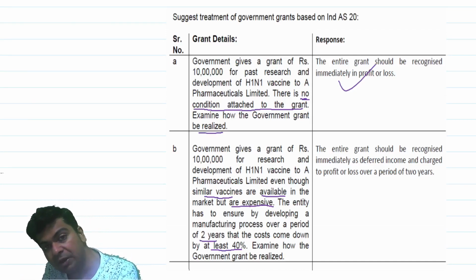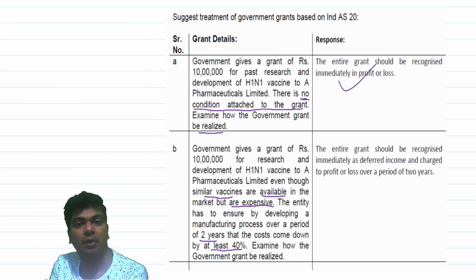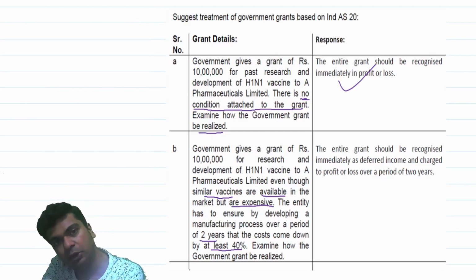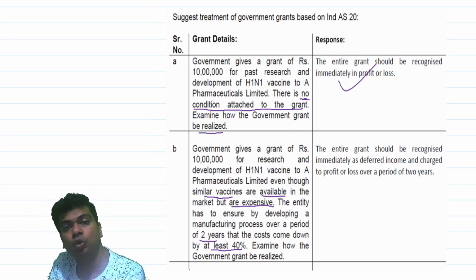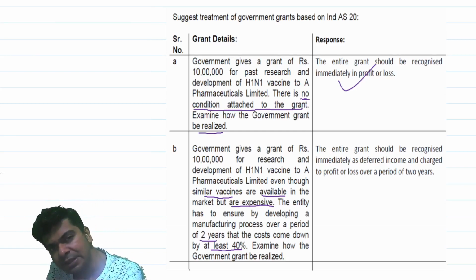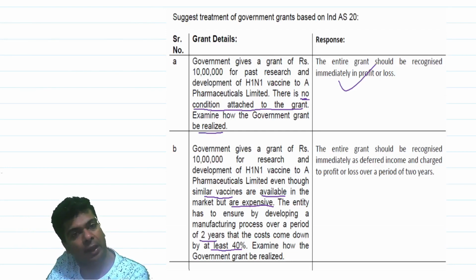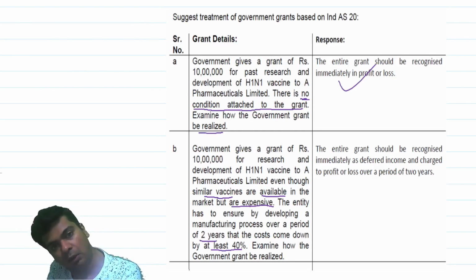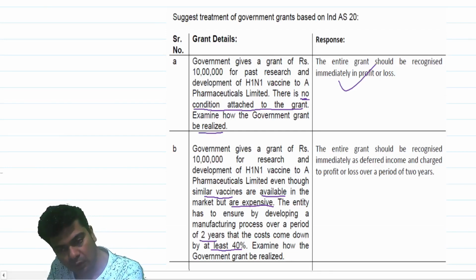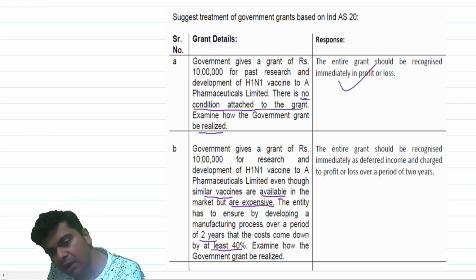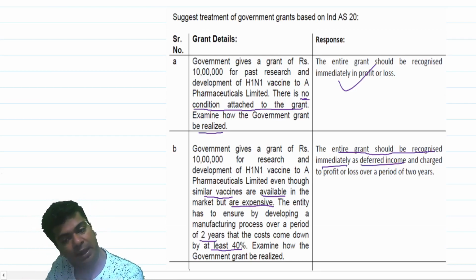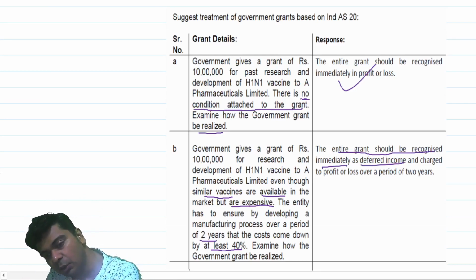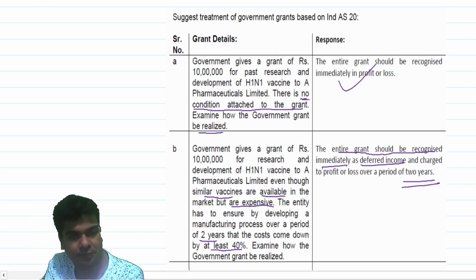This kind of a government grant can be treated as deferred income. You cannot immediately credit it to the P&L. You will have to treat it as a deferred income over a period of 2 years. And on some systematic base, you will have to take credit to your profit and loss account. The entire grant should be recognized immediately as deferred income. Okay, they are not saying recognize immediately as income, but as deferred income, and charged to P&L over a period of 2 years, right?